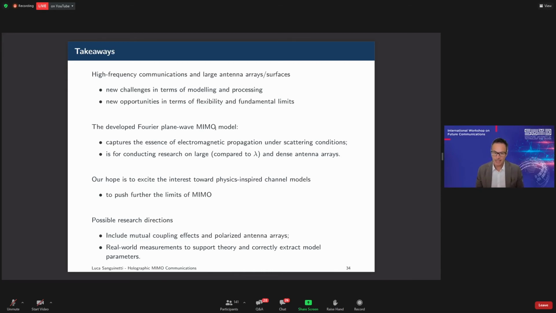This is not the end of the story, because the model can be improved by introducing the mutual coupling effect and polarized antenna arrays. But the hope that we have here is to excite the interest of wireless communications toward physics-inspired channel models. This is the only way to push the limits of the MIMO technology. What is missing is real-world measurements to support the theory and to correctly extract the model parameters, because everything is based on the coupling coefficients in the angular domain. That is what we need: real measurements to support the theory and to extract the model parameters.